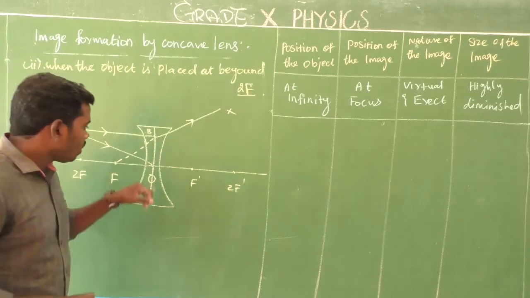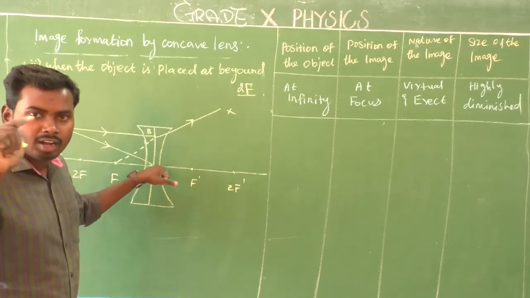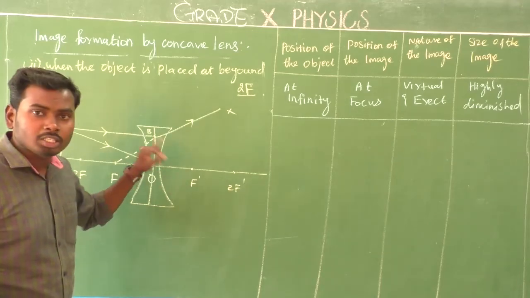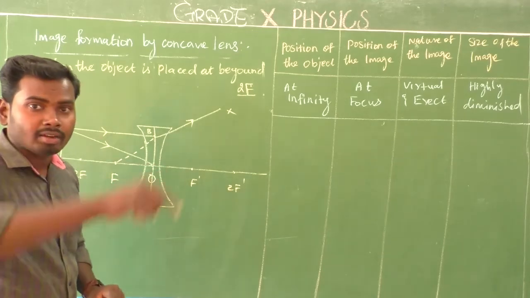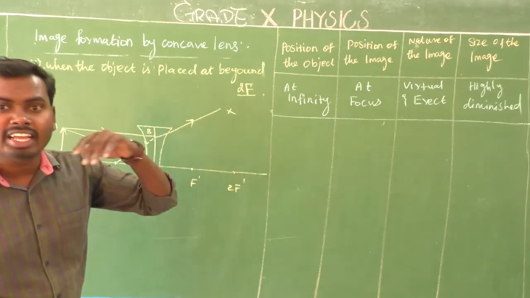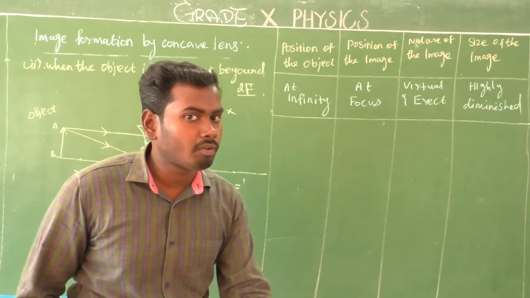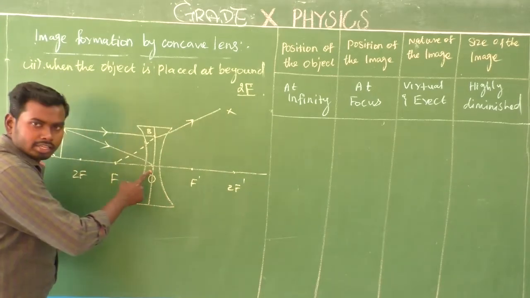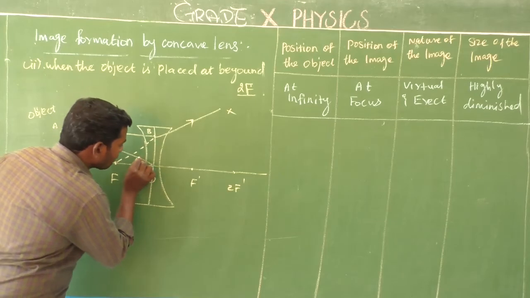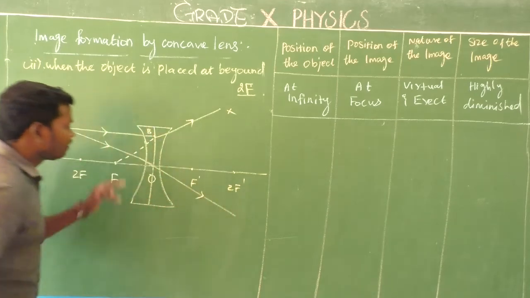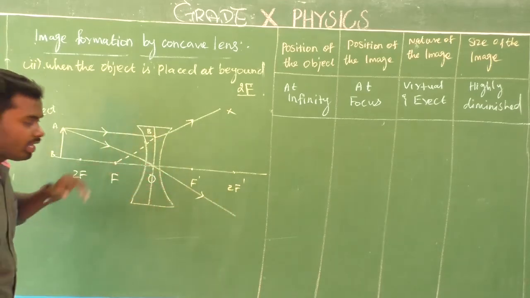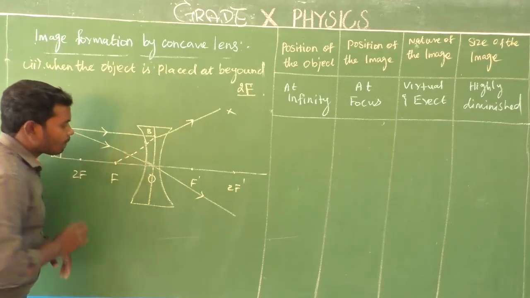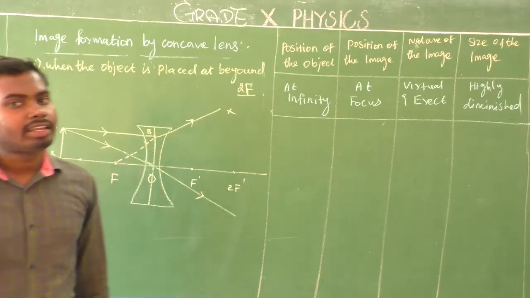We already know clearly that whenever light goes through the optical center of a spherical lens, not only for a concave lens but also for a convex lens, it will go in a straight line. There will not be any refraction, which means there will not be any bending of light. So the ray of light which passes through the optical center will go in a straight line after passing through the concave lens.